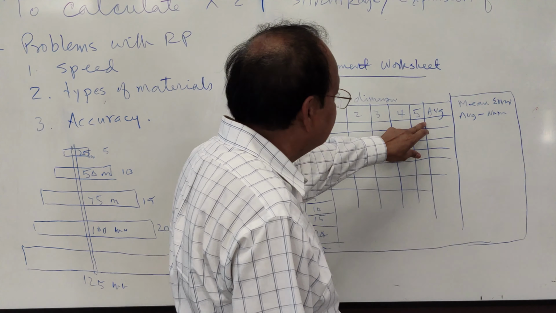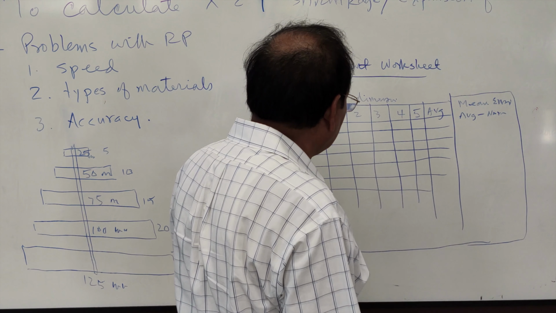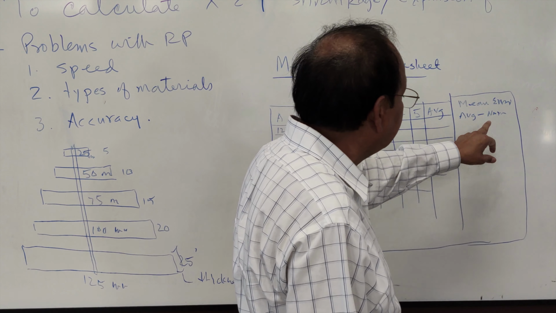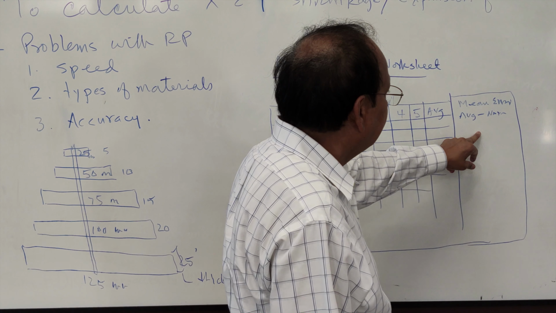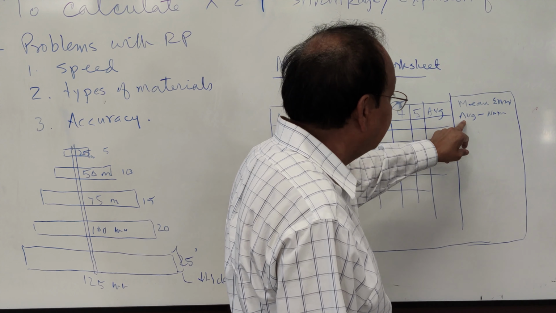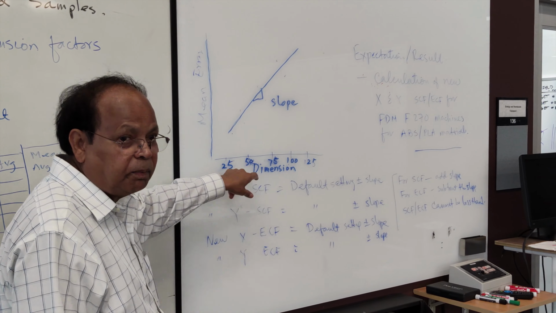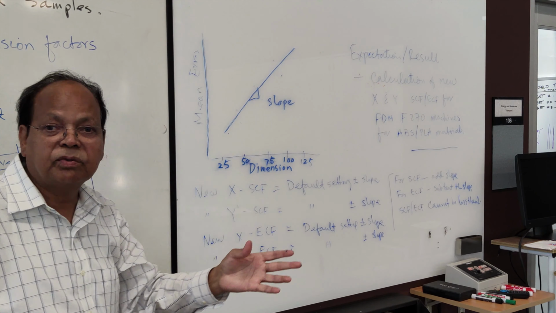Then we take the average. We already know the nominal size, like 125. We are going to find a mean error, which is average minus nominal. Now, based on all these calculations, we are going to plot them on a mean error versus dimension. You are basically going to use an Excel sheet. Your Excel is very powerful.